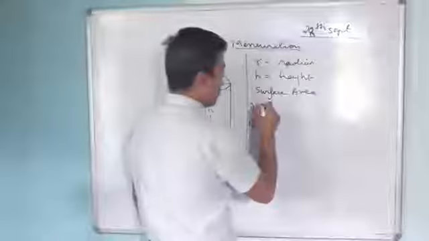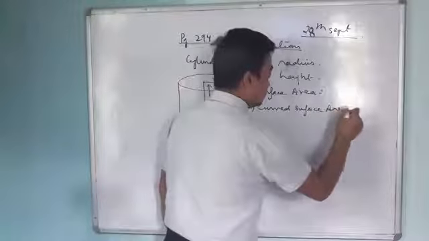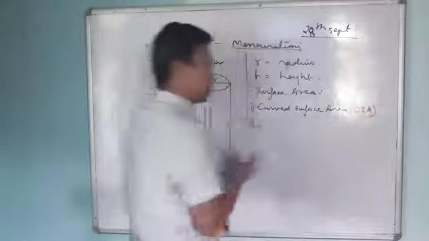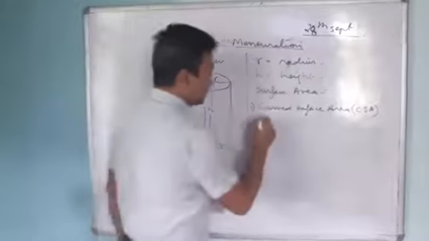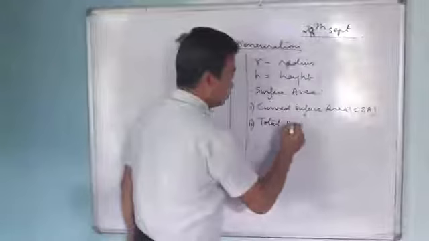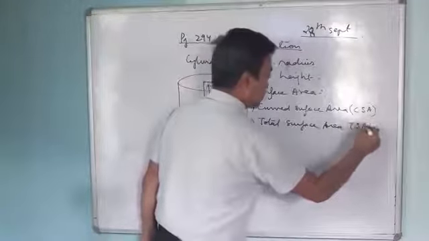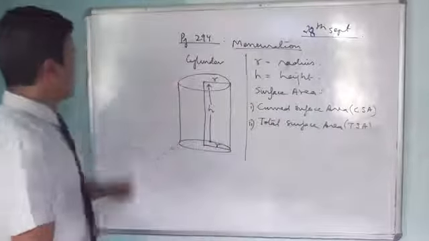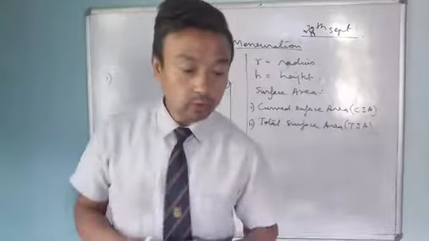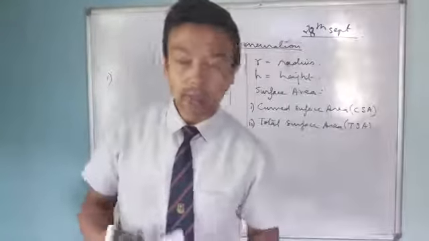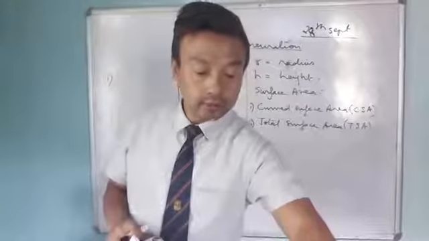So you have got two surface areas here. The first one is called the curved surface area, which is CSA. Sometimes it is also called the lateral surface area. Lateral means the side. And the second one is the total surface area, which is also known as TSA. So let us find the formula for the curved surface area. It is quite simple. The curved surface area is 2 pi r h. Yes, 2 pi r h is the curved surface area.